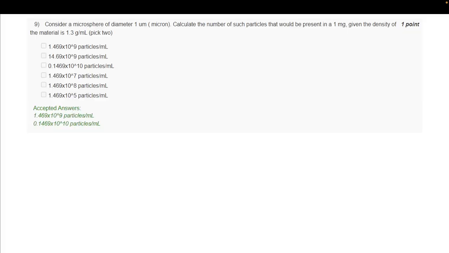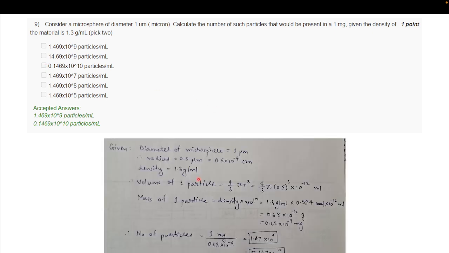So the answer is 1.469 times 10 to the power 9 particles per ml. So Pooja, your one answer was correct. Another was just a conversion of these two values. So option 1 and option 3 are the correct answers. So let's look at the method a little.